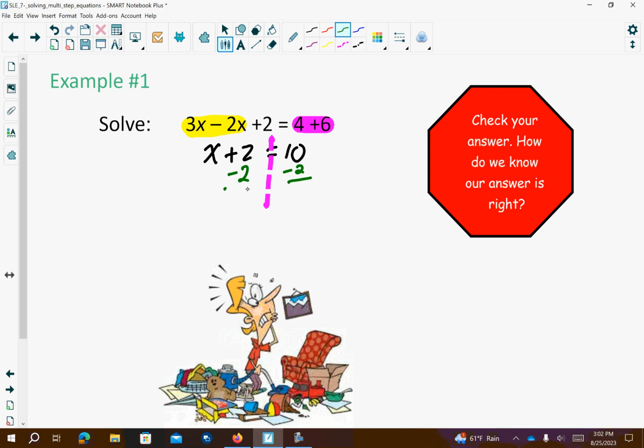I'm going to subtract 2 from both sides. Those cancel out. 10 subtract 2 is 8. And that's our answer. Okay, we could plug 8 back in for our x's right here. 3 times 8 is 24, 2 times 8 is 16, 24 minus 16 plus 2. It does indeed come out to the right answer.